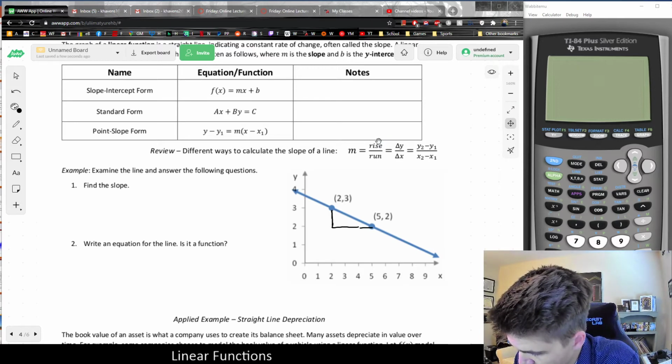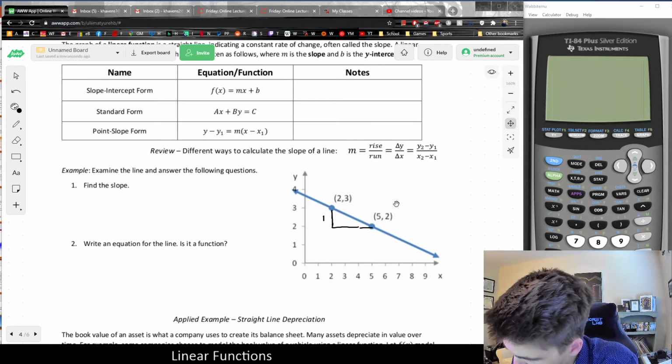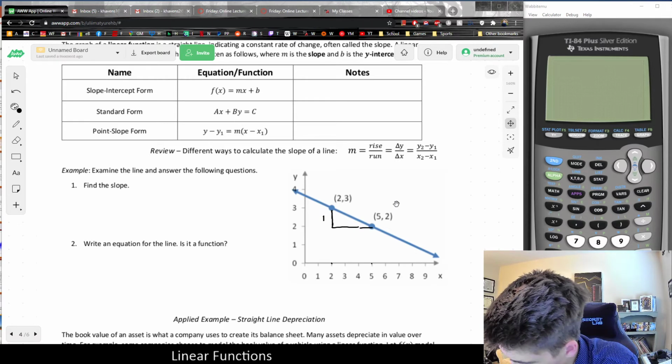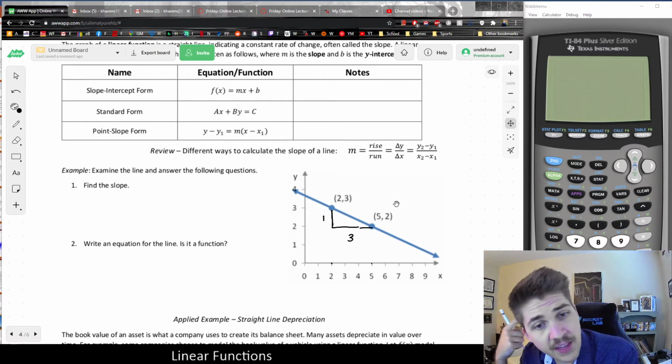So what I can see is that the change in y, it has risen 1, or technically it's fallen 1, and it's run by, it appears to be from 2 to 5, which is 3. And so if you take that fraction 1/3, that should be the rise over run.